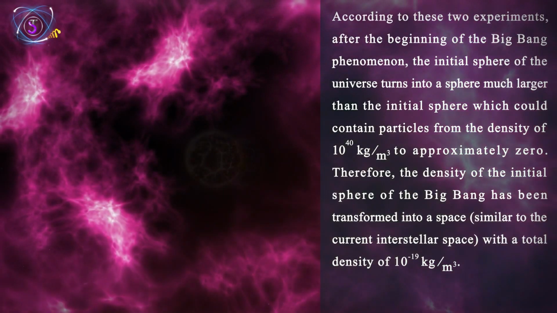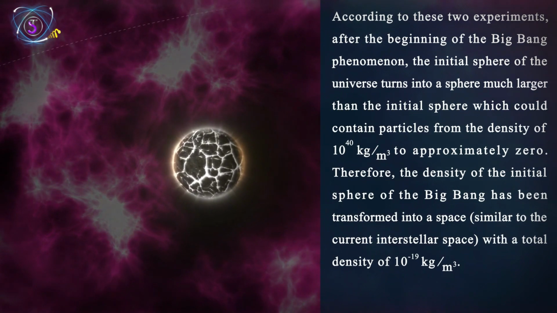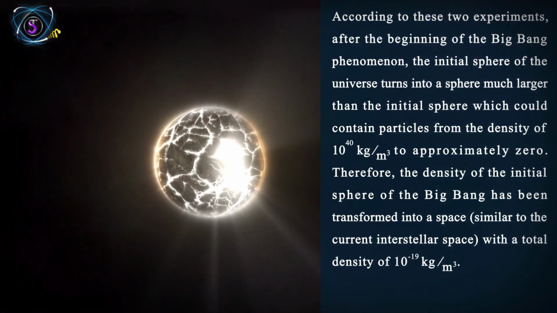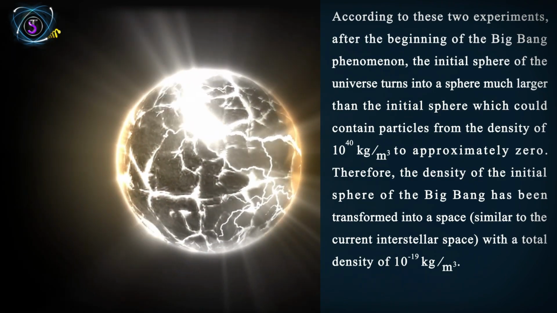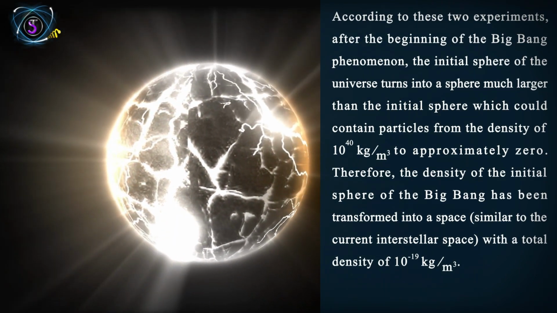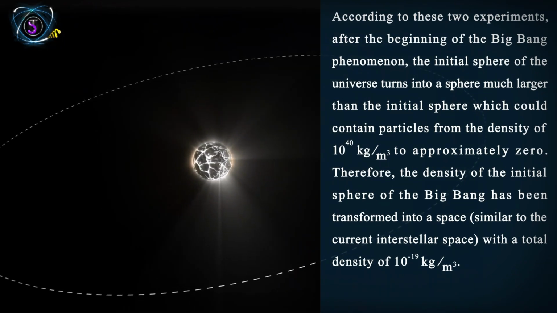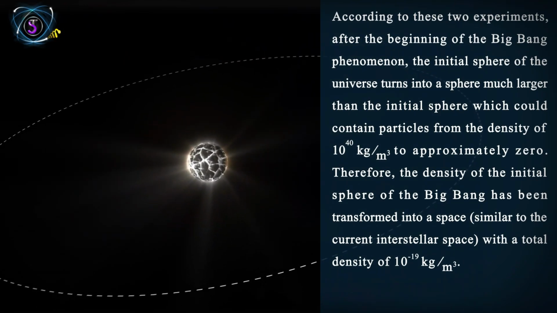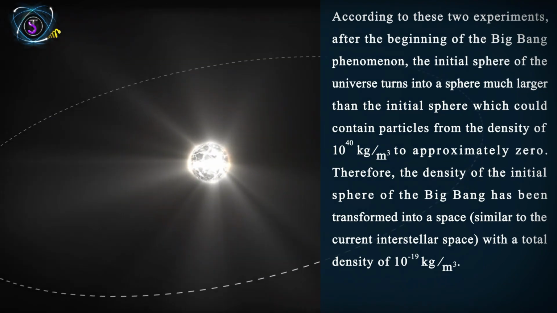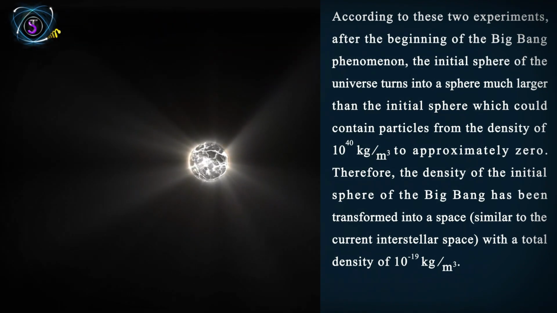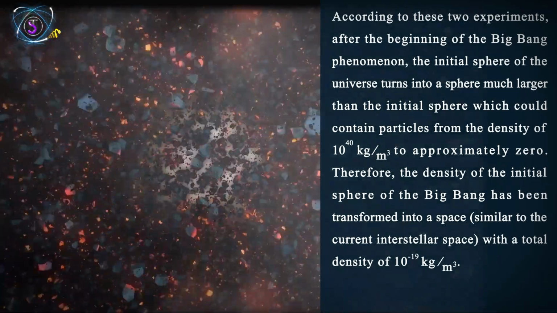According to these two experiments, after the beginning of the Big Bang phenomenon, the initial sphere of the universe turns into a sphere much larger than the initial sphere, which could contain particles from the density of 10 to the power of 40 to approximately 0. Therefore, the density of the initial sphere of the Big Bang has been transformed into a space similar to the current interstellar space, with a total density of 10 to the power of negative 19.